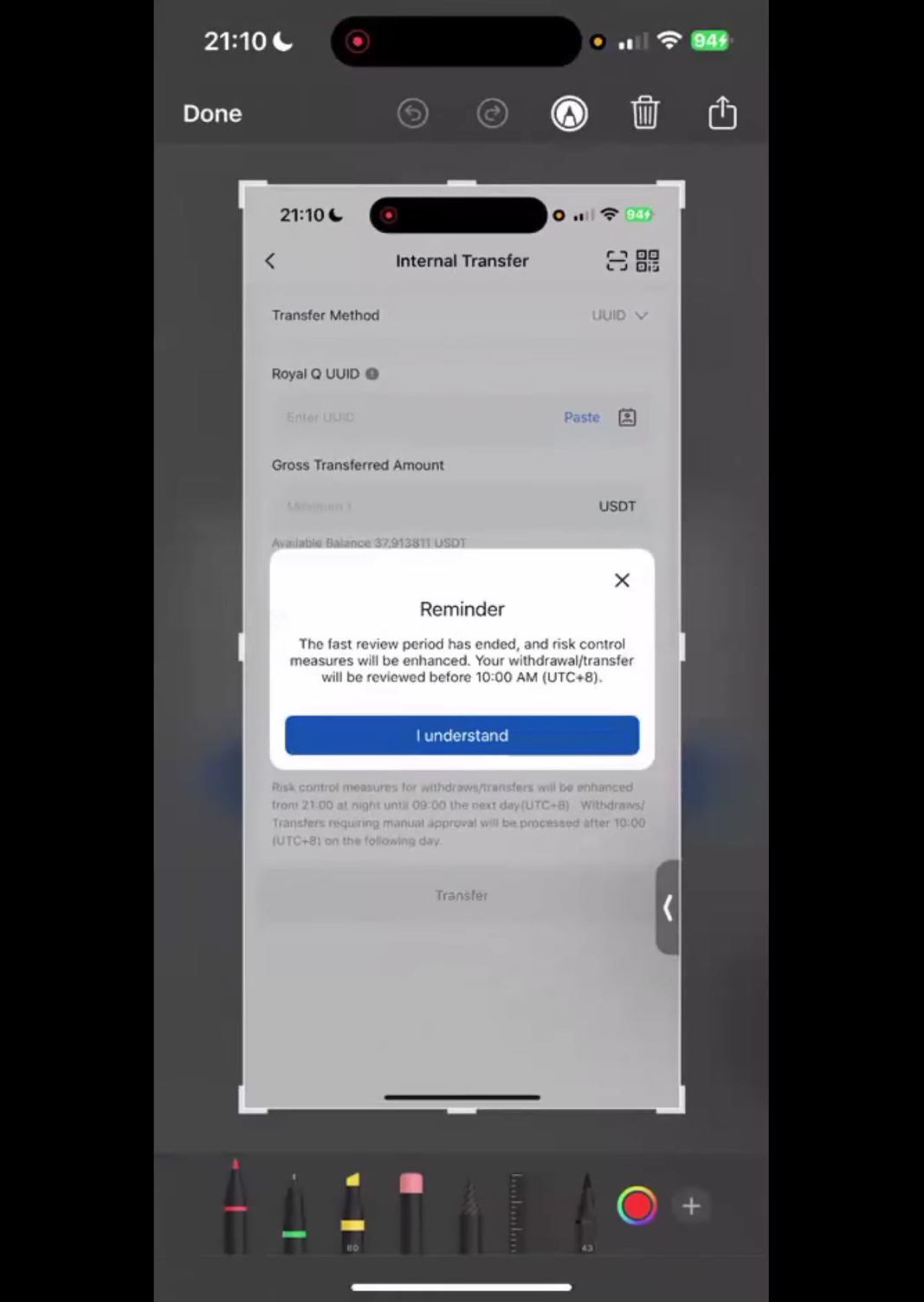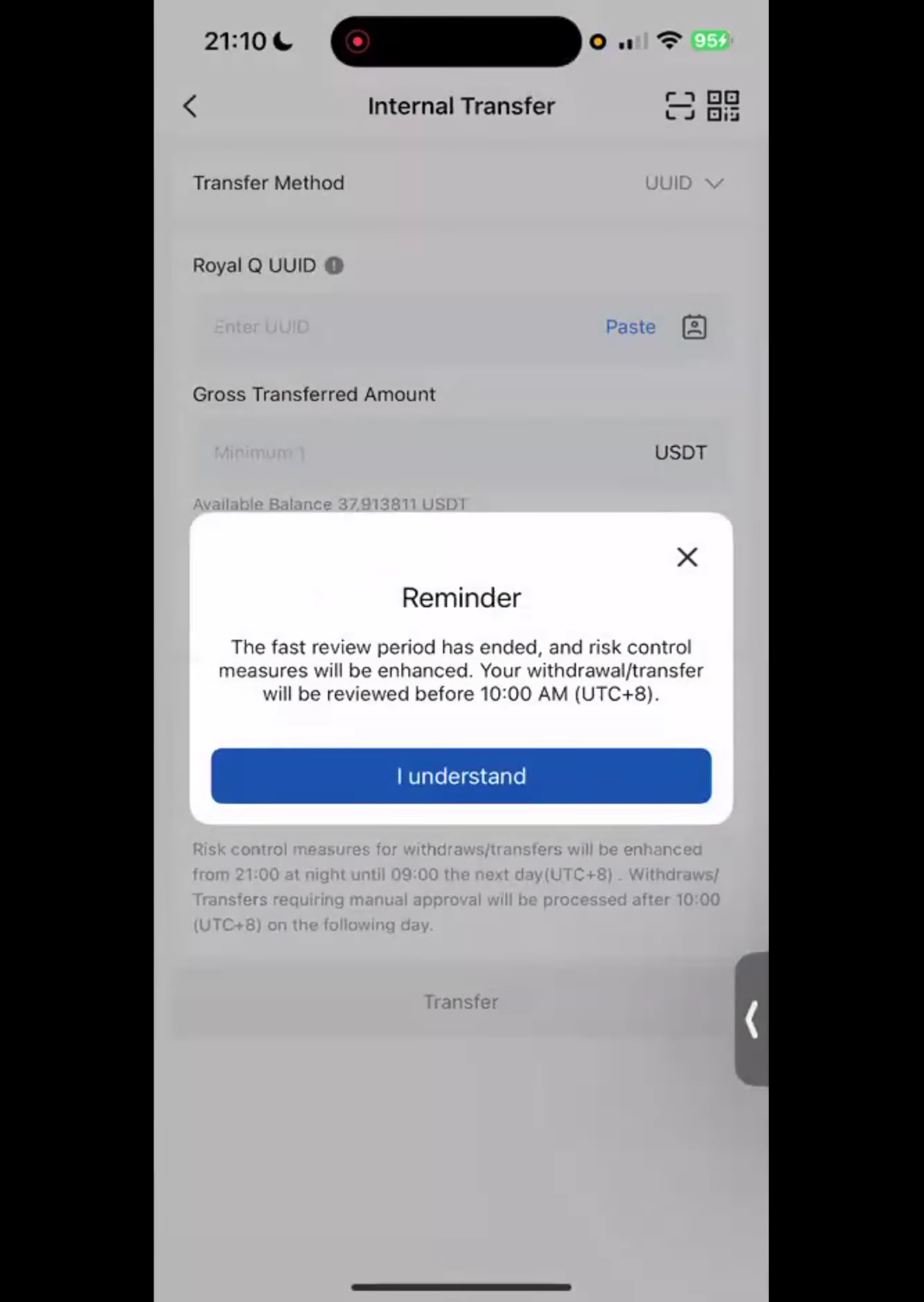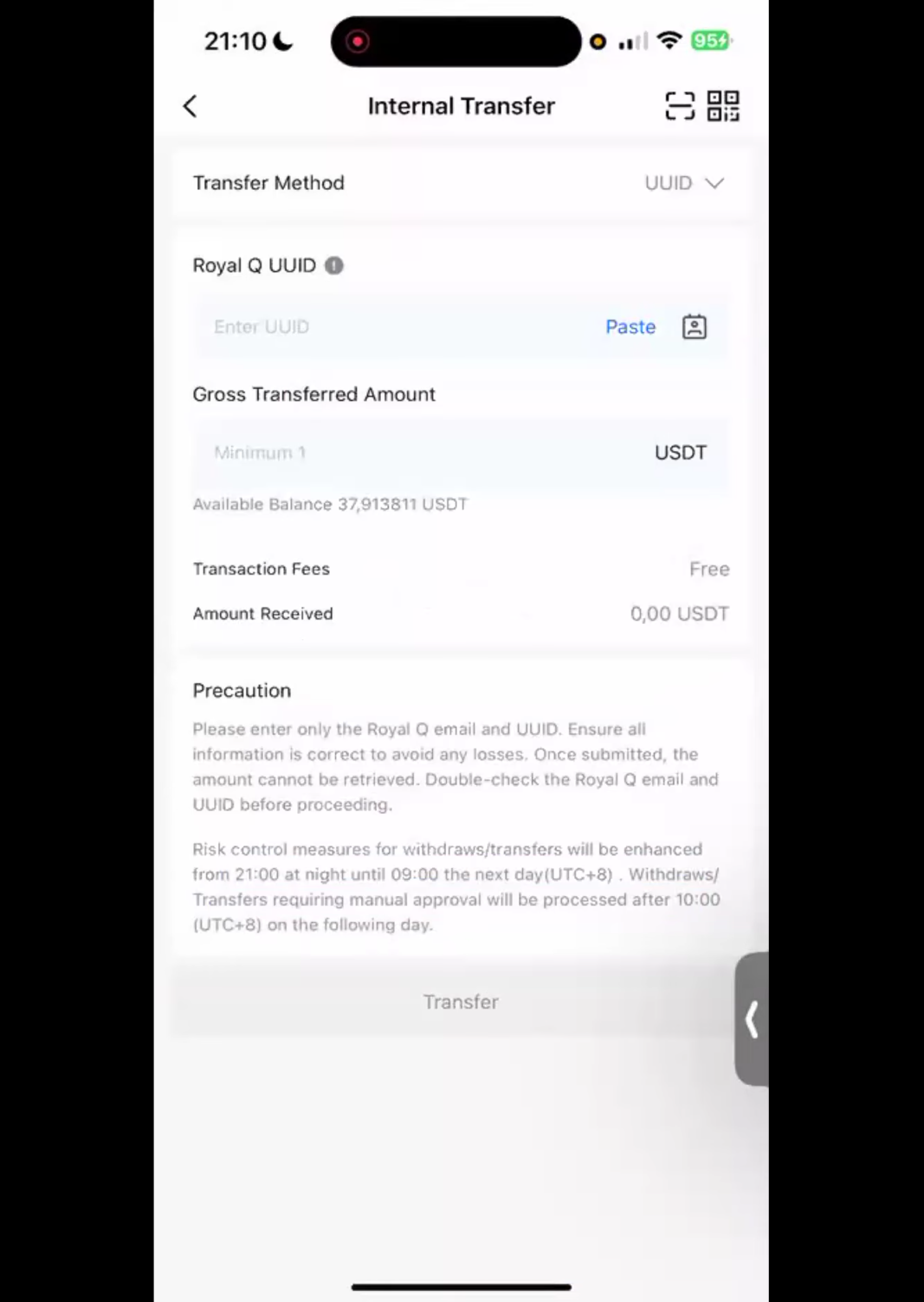Now, if I tap on the withdraw button too, they'll give me a message like this. Reminder, the fast review period has ended and risk control measures will be enhanced. Your withdrawal transfer will be reviewed before 10 a.m. UTC plus 8. It means if I initiate a withdrawal now, I'll not get it instantly. Why? Because of the measures they've put in place to curb bad people using RoyalQ in a bad way.